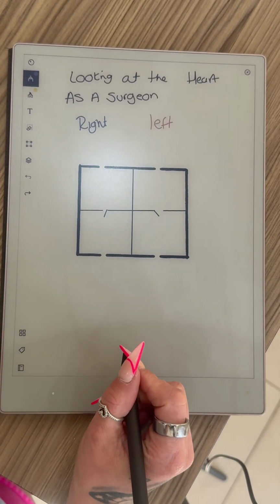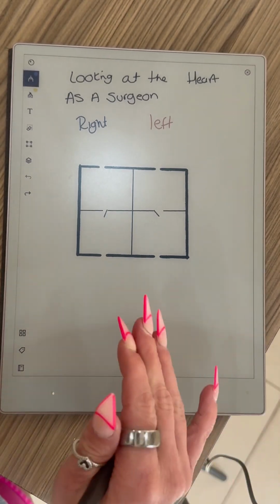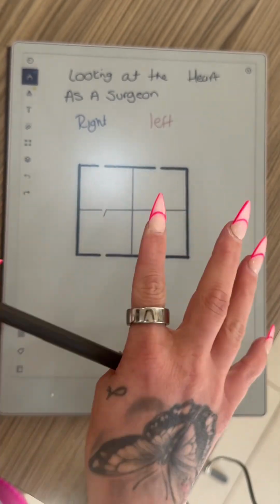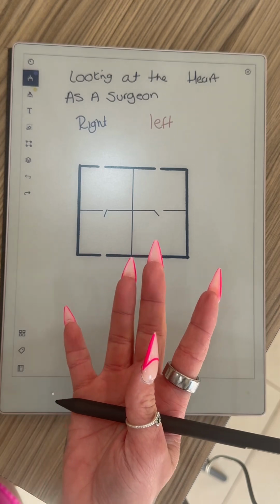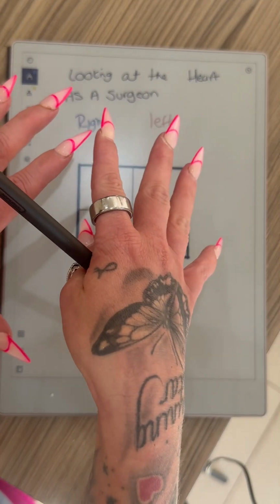We're just about to look at the structure of the heart, but first things first, we need you to understand that when you look at the heart, we actually have to look at it as if we are the surgeon. So we have to look at it back to front. This here is the easiest form of a heart, okay?